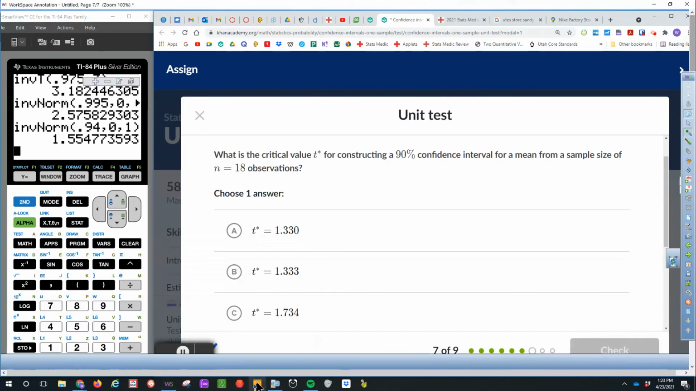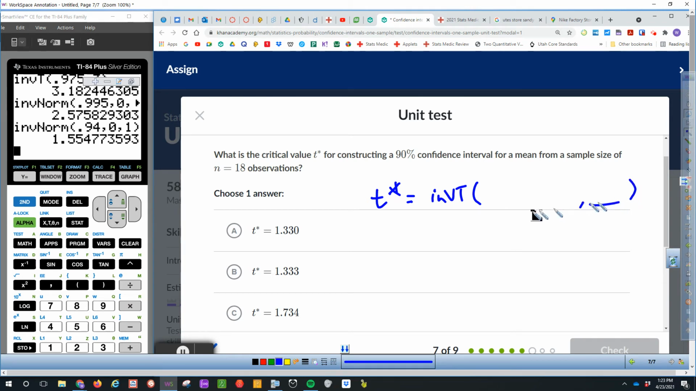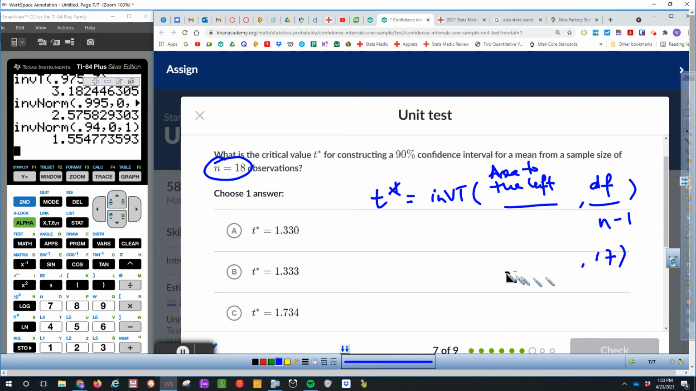So T star, that's interesting. T star is inverse T, right? And you need two things: the area to the left, and DF. DF stands for degrees of freedom, which is N minus 1. So the N here is 18, 18 minus 1. So we know it's going to be 17 here.